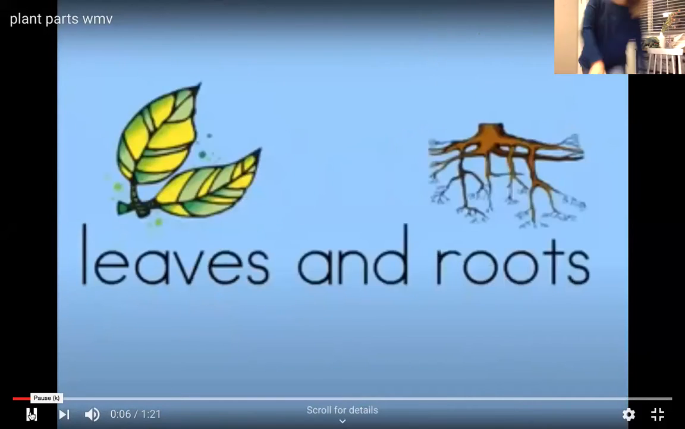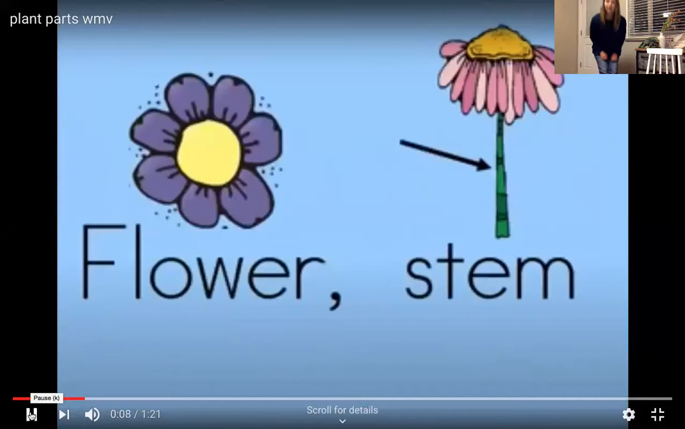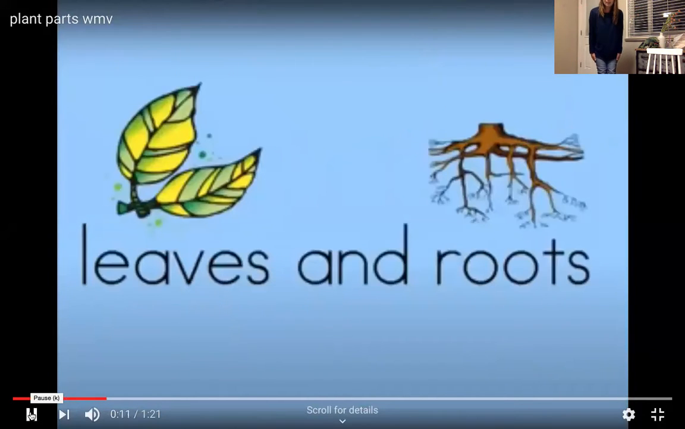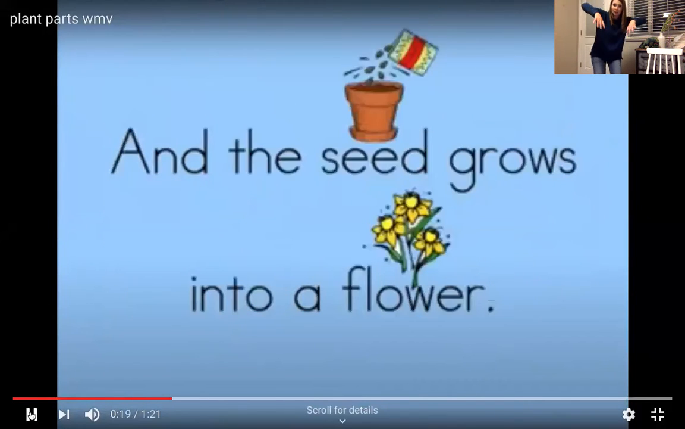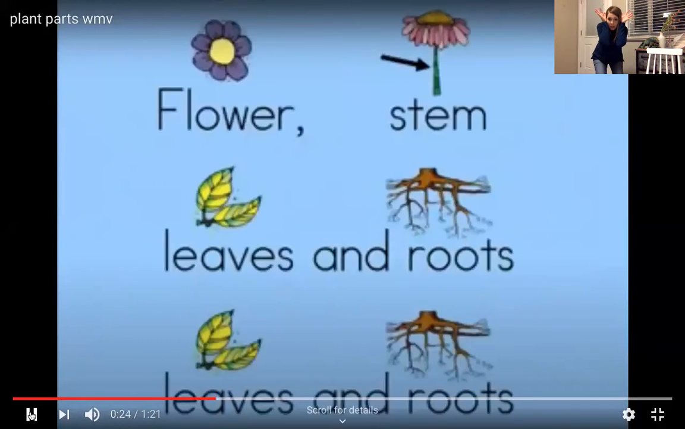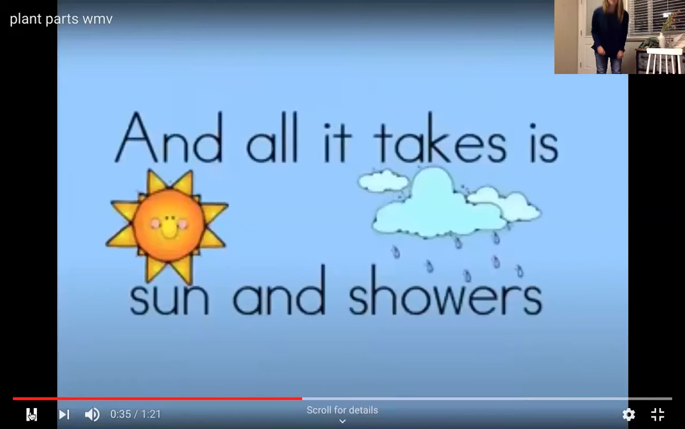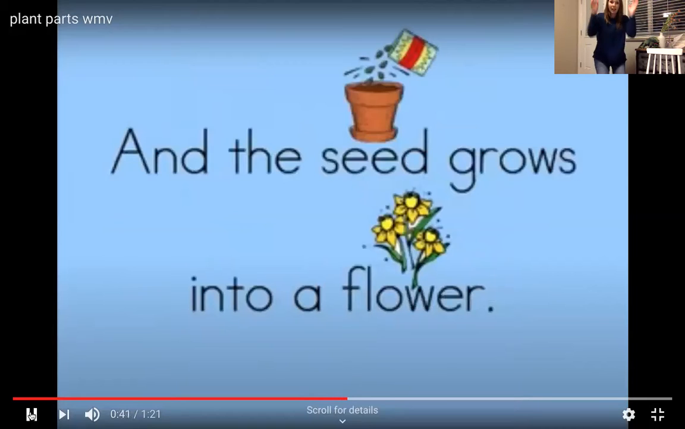Flowers, stem, leaves, and roots, leaves and roots. Flowers, stem, leaves, and roots, leaves and roots. And all it takes is sun and showers. And the seed grows into a flower. Faster! Flowers, stem, leaves, and roots, leaves and roots. Flowers, stem, leaves, and roots, leaves and roots. And all it takes is sun and showers. And the seed grows into a flower.